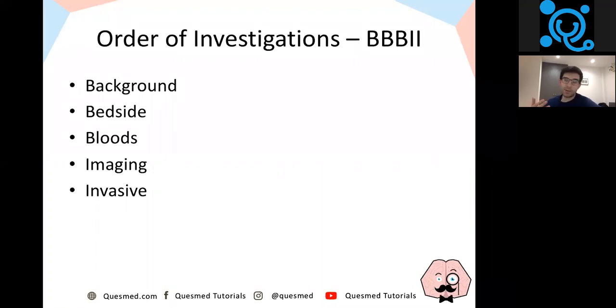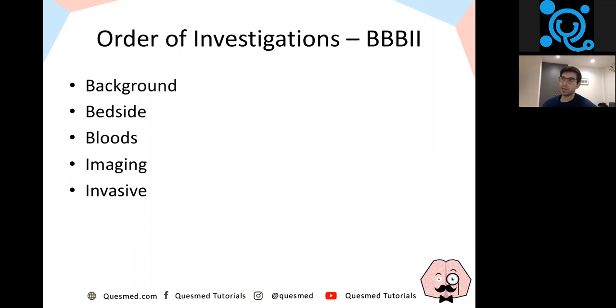So for example, if someone was to ask me, I don't know, how would you treat someone with pneumonia? I would start off with taking a full history and examination and checking the observations. I would do an ECG. I would check the blood glucose as part of my ABCDE assessment. I do a urine dip. I do some blood tests, full blood count, U&Es, CRP. I do an X-ray, and then invasive.